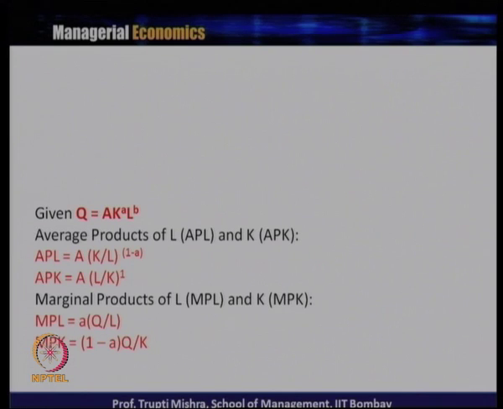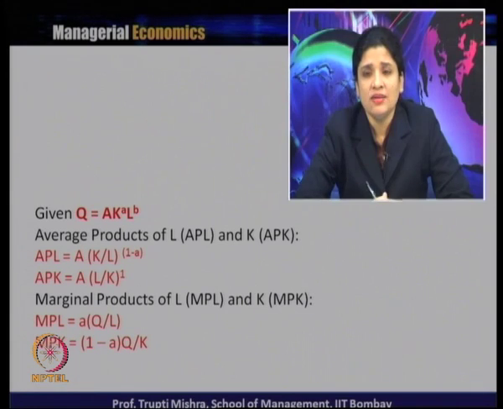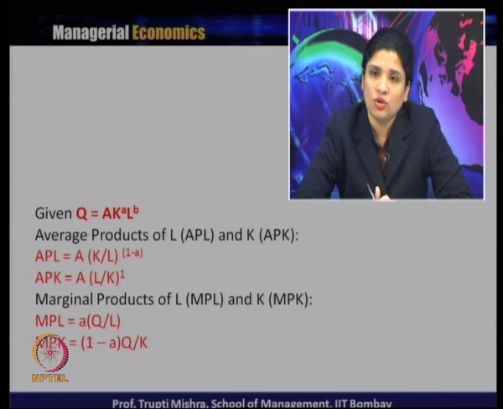So, given this Cobb-Douglas production function, if the production function is A K to the power A L to the power B, the average product of L is APL and K is APK. So, APL is A K by L to the power 1 minus A, and APK is A L by K, and similarly we can find out the marginal product for capital and marginal product for labor. MPL is A Q by L and MPK is 1 minus A Q by K.